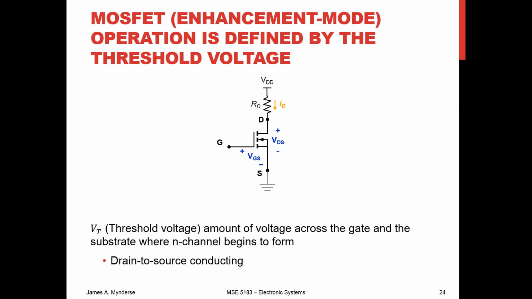So here's the enhancement mode operation. There's a threshold voltage. That's the threshold before things happen. And so if you put in the threshold voltage between the gate and the substrate, the N channel forms, and then we get current. And this is going from D, the drain, to S, the source, so down in this picture. But other than that, it's just like the BJT. We apply something and the current flows. In this case, we apply a voltage and then current flows.